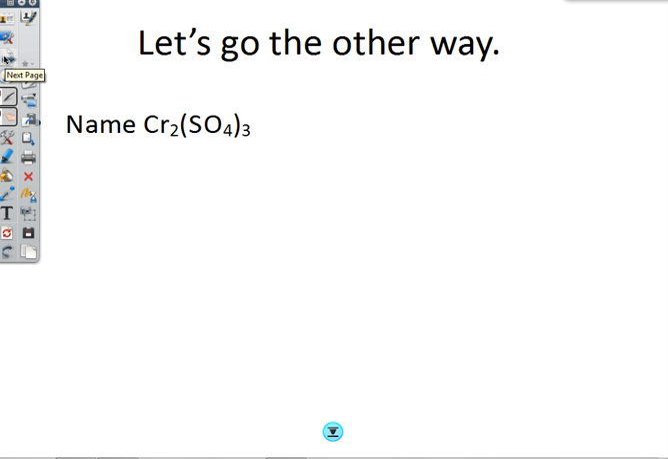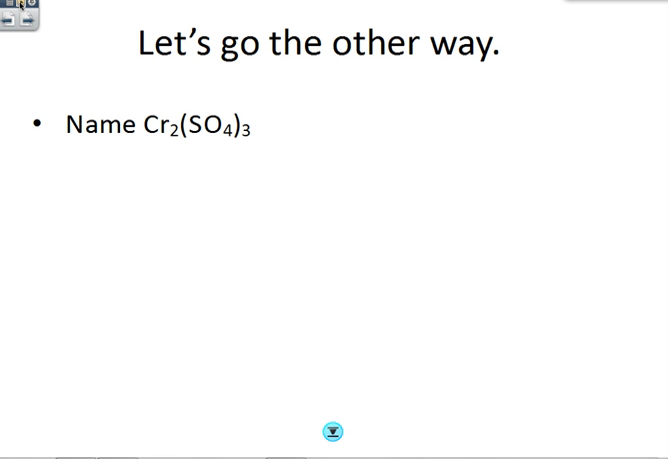Going the other way, again, very similar. Okay, we just make sure we have balanced charge, and this is the nice part because we don't have to change any of the names. All right, so looking at this Cr2(SO4)3, and look at the parentheses there. So I look at my Cr, I go to my periodic table, and I see Cr is chromium, I believe. Let's find it. Chromium, column 6. So Cr, chromium.